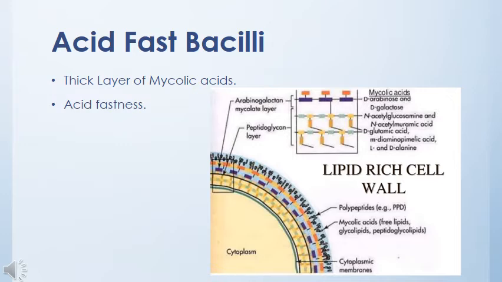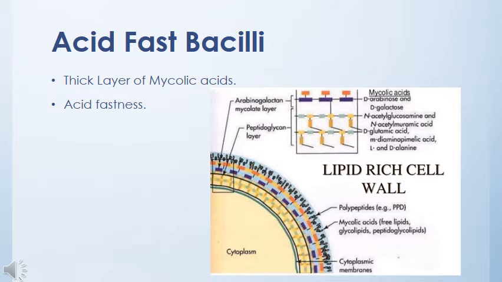So due to this mycolic acid, Gram stain is unable to bind with the peptidoglycan, which is actually lying under the mycolic acid. So crystal violet is unable to move to the peptidoglycan. Due to the presence of a large concentration of mycolic acid, Gram stain cannot stain the acid fast bacilli.